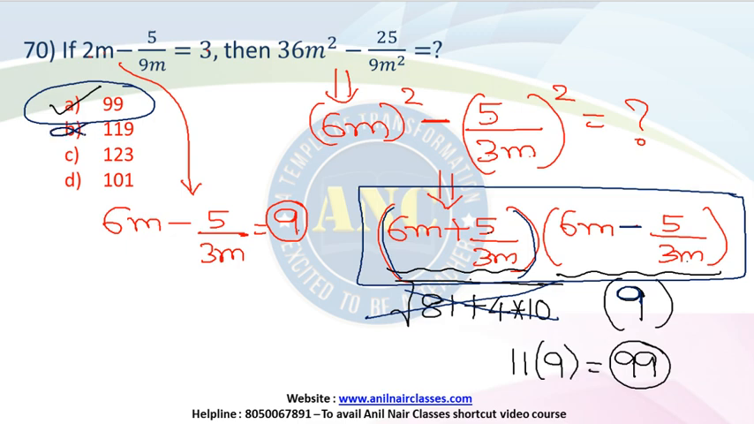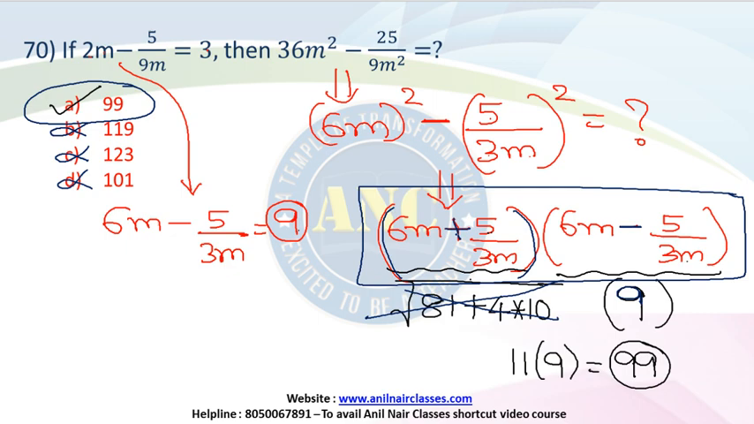The second option is not a multiple of 9, third is not a multiple of 9, fourth is not a multiple of 9. Who is asking you to find the 6m plus 5 by 3m value, which is not at all required according to the answer options? That is what I am telling you multiple times. Always keep an eye on your answer options.